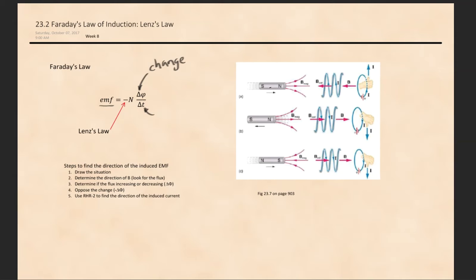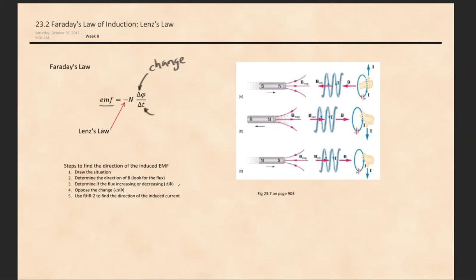In this picture, what we've got is a bar magnet. We've got the north pole oriented towards the right. We have magnetic field lines coming out of the north pole. In the first picture, we're going to move the magnet to the right, and it will approach the coil of wire. So we've got a coil of wire here. The magnetic field is pointing to the right. So that's step 2, determine the direction of the B field. The B field is pointing to the right.